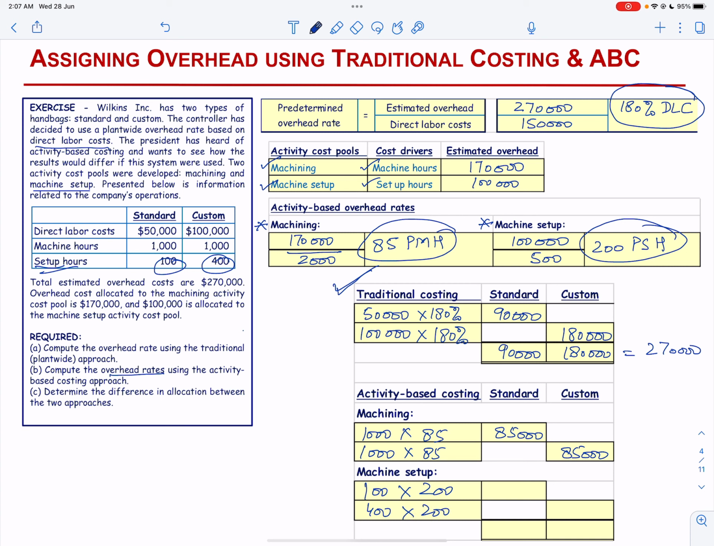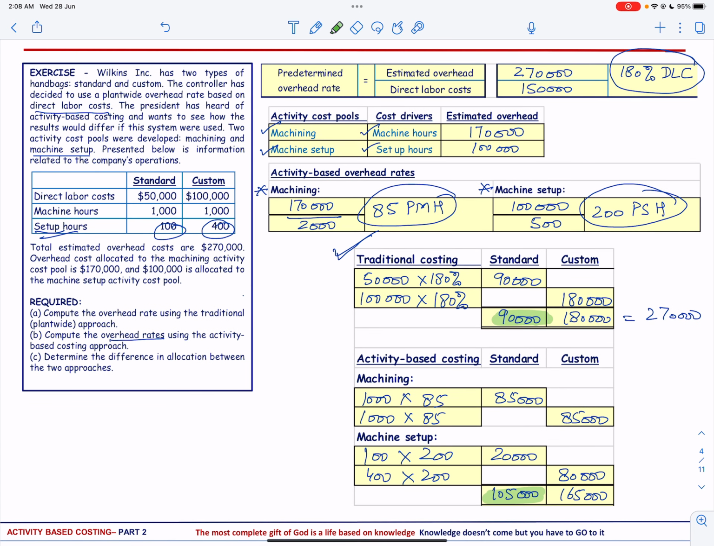So times 200, so this will be equal to 20,000 and 80,000, and this is equal to 105,000 as overhead for standard according to activity based costing, and this will be 165,000 for custom. And you can see the difference in making our decision by the traditional method and the activity based costing.